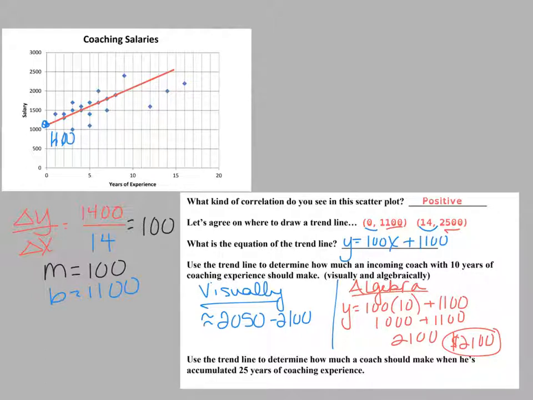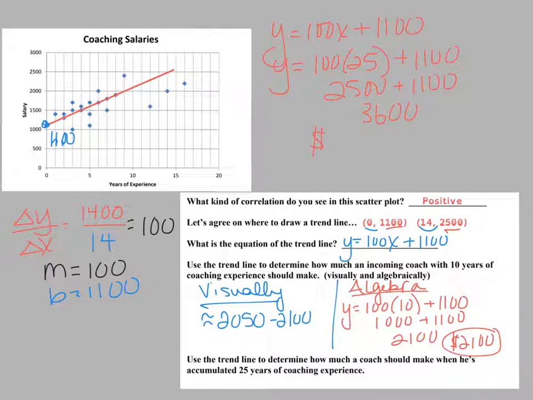All right, so this time we're using the trend line to determine how much a coach should make when he's accumulated 25 years of coaching experience. It's easy to see where 20 is here, but we can't see 25 on here, so we can't easily visually inspect it, so we're going to have to use algebra. I'm going to do this up in the gray here. I'm still using my equation, which is y equals 100x plus 1100. This time 25 is my years. So I have y equals 100 times 25 plus 1100. And I can solve this out, and I'm going to find out that it's 3,600. So after 25 years of coaching experience, this coach is making a salary of $3,600 a year.